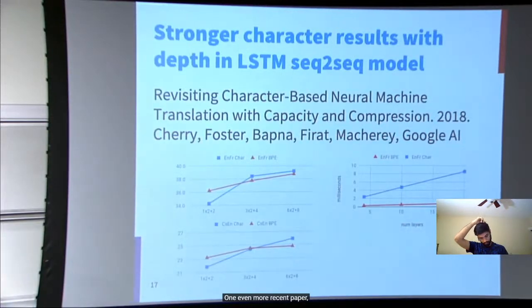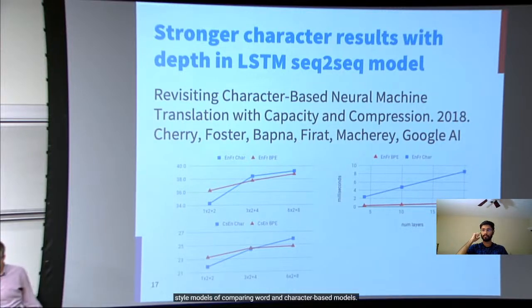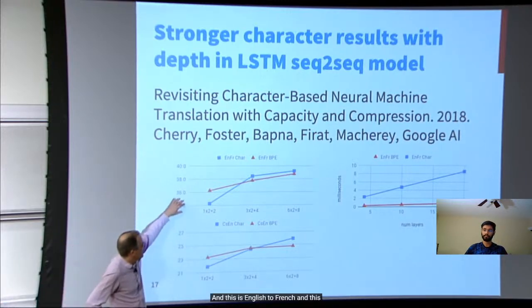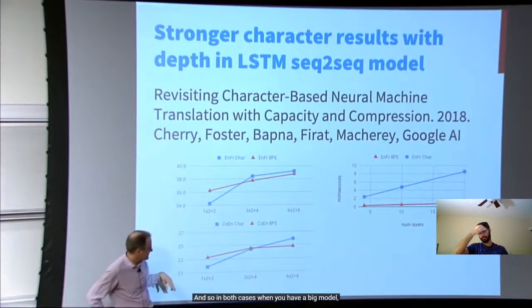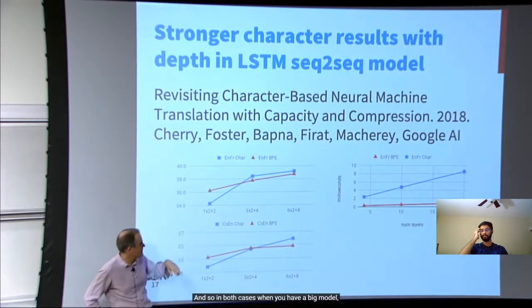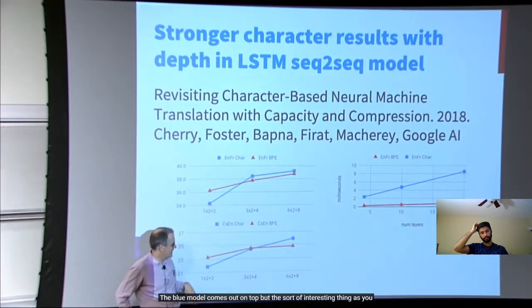One more, even more recent paper. So this is Colin Cherry and fellow researchers at Google. So they last year did one more exploration of doing LSTM sequence-to-sequence style models, of comparing word and character-based models. And this is English to French, and this is Czech to English, which is what we were doing. And so in both cases, when you have a big model, the character model wins for them. The blue model comes out on top.